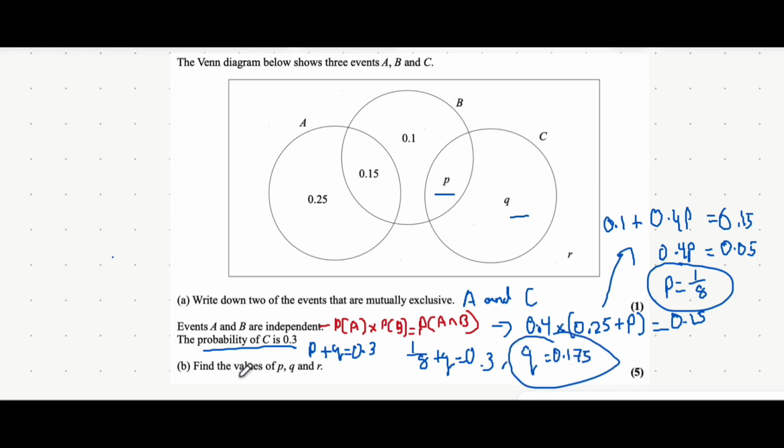Great. And lastly, it asks you for the value of R as well. For that, we use the fact that everything in a Venn diagram will add up to 1. So we can say this plus this plus this. So 0.25 plus 0.15 plus 0.1 is 0.5, plus P plus Q, so that's plus 1/8 plus Q, which is 0.175, plus R is equal to 1. From there, you can use your calculator to find the value of R. So I'm just going to quickly do that. That'll be 0.2 as your final answer.